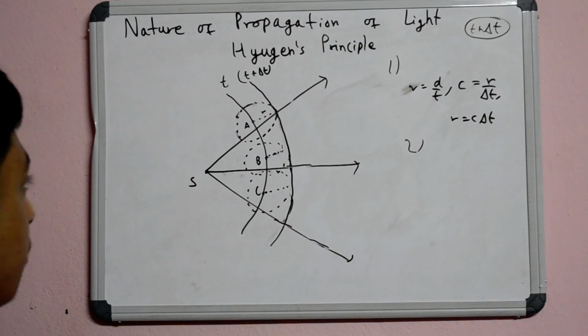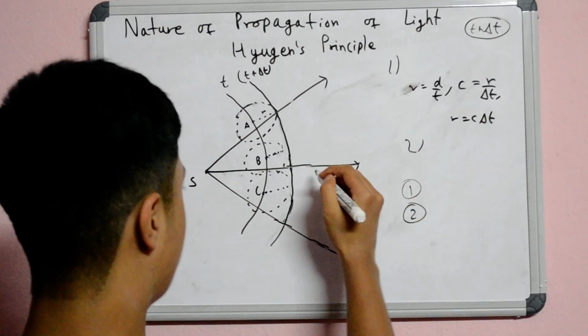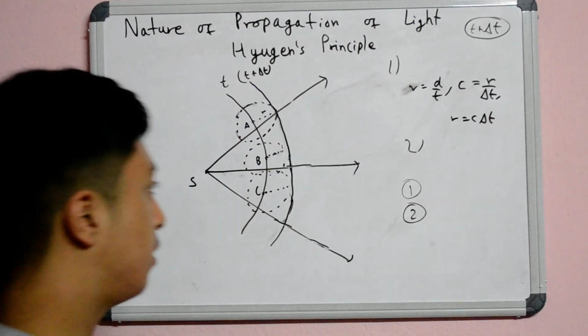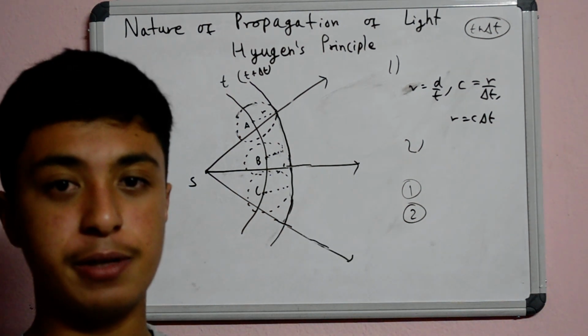So here, remember the two postulates which we will need, and what a wavefront is and what wavelets are, and that is all for Huygens' principle today. Thank you.